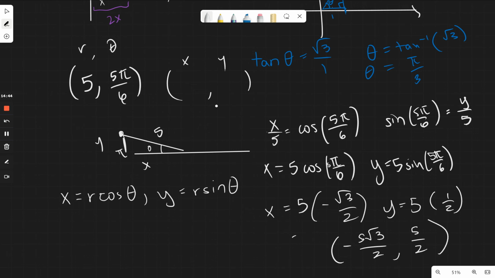And I wouldn't put this into a calculator or anything. I just leave it like here as a fraction. So now that's the polar coordinate system. There's so many more cool things you can do with this, but that's just the basics, and you're converting between rectangular and polar.